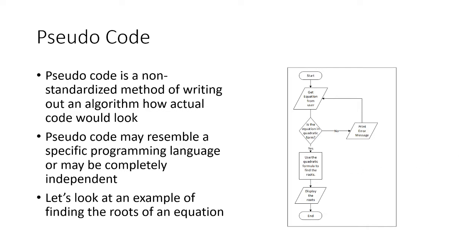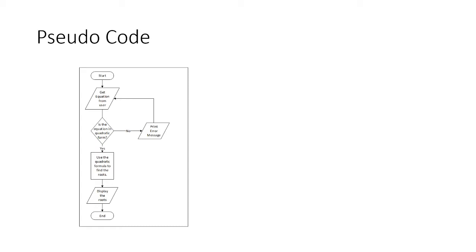Okay, so let's start here. So we have our algorithm in a flowchart, and we want to convert to pseudocode. So the first question we have to ask ourselves is, what are our inputs? So what do we need from the user? And what we need from the user in this case is the equation. So our inputs are the equation.